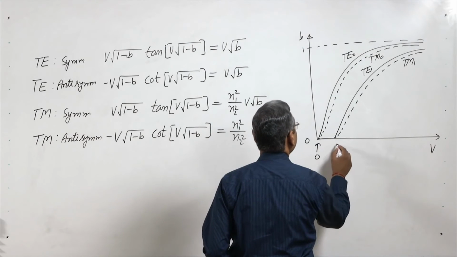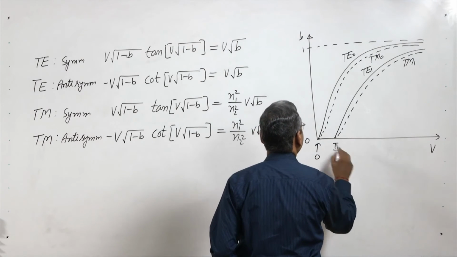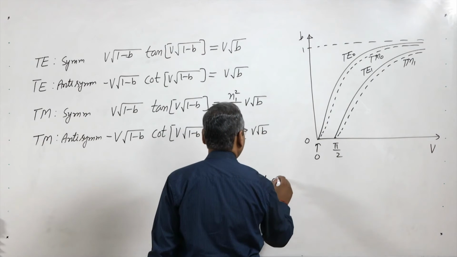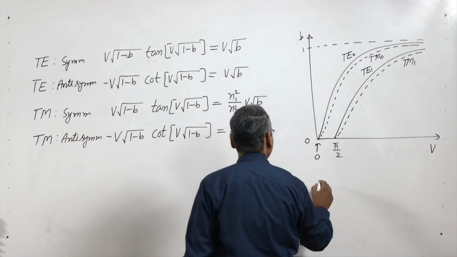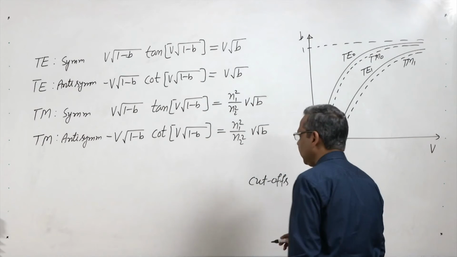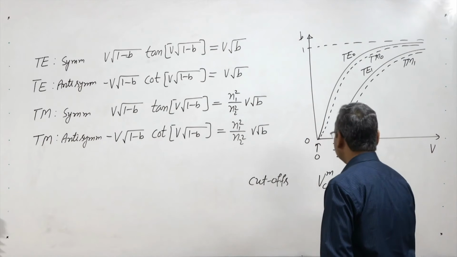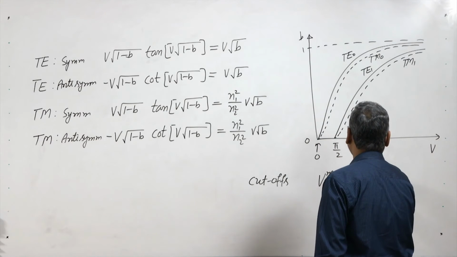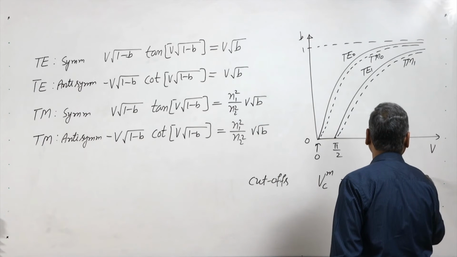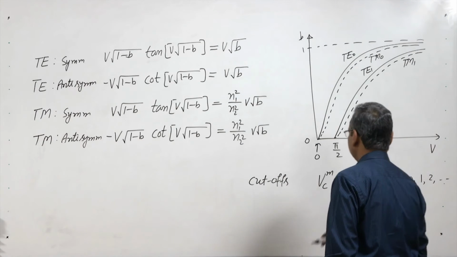So, this is 0, this is pi by 2, and the cutoffs are given by V_C for M for TE and TM both is equal to M pi by 2, where M is equal to 0, 1, 2 and so on. Okay.